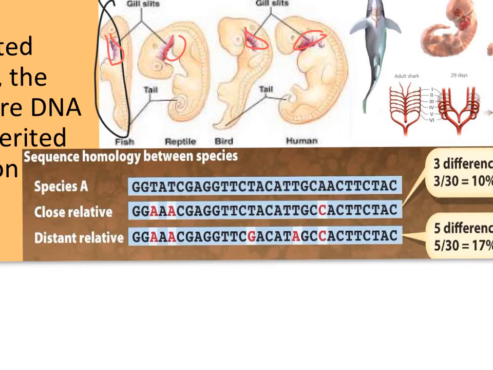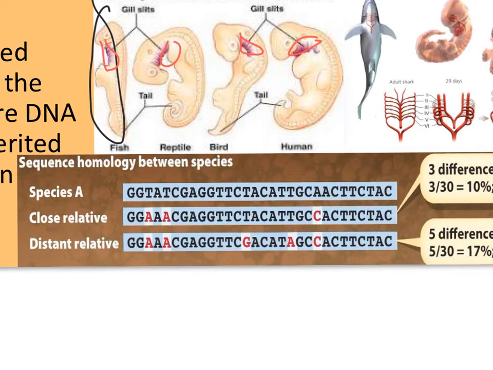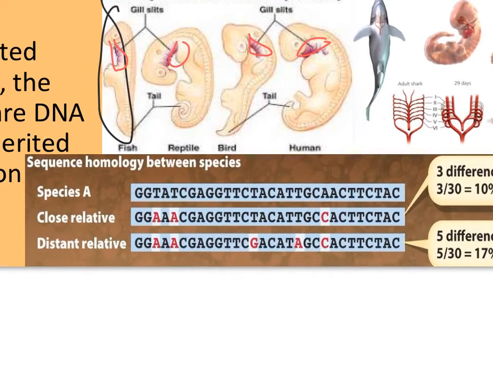species A has GG, close relative GG, distant relative GG, and then there's an A in the close relative and a distant relative, but species A has changed to a T. And then here, the distant relative had a G. It then changed to a T. And then here, an A. And this one, a C that kept the C, and then now has changed into a new base, an A.